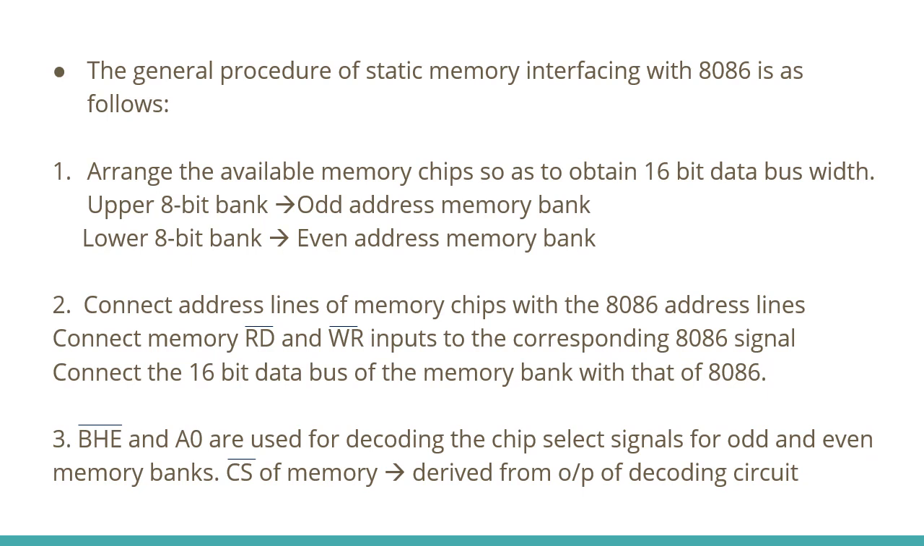The second step is to connect the available memory address lines of the memory chips with those of the microprocessor. Also, we need to connect the memory read and write inputs to the corresponding processor control signals. The 16-bit data bus of the memory bank is connected with that of the 8086 microprocessor. The third step is to use the remaining address lines of the microprocessor, the BHE signal and the A0 signal for decoding the required chip select signals for the odd and the even memory banks. The chip select of the memory is derived from the output of the decoding circuit.